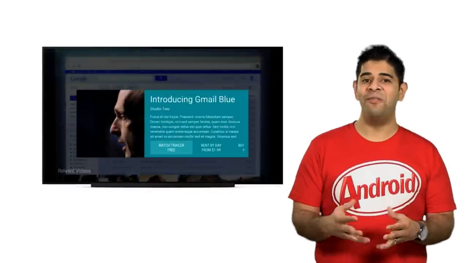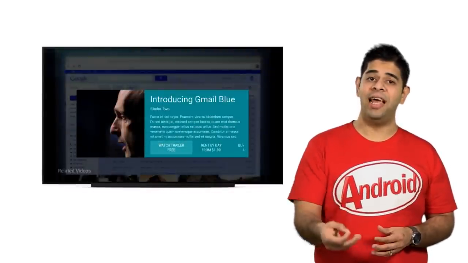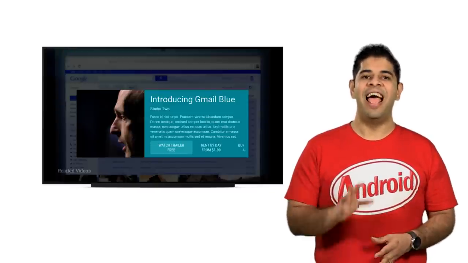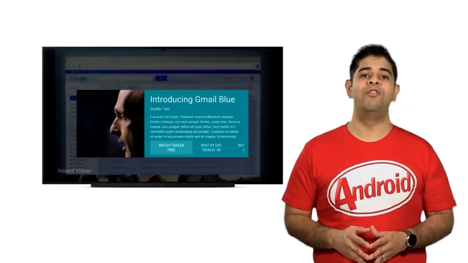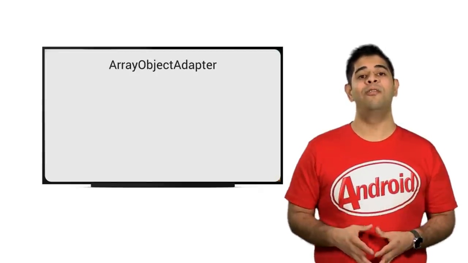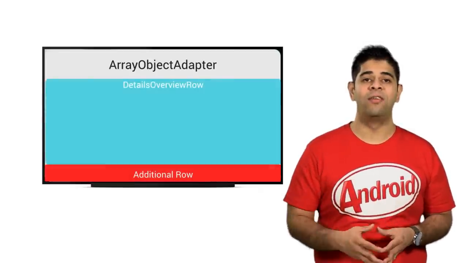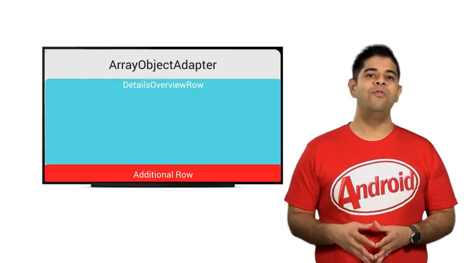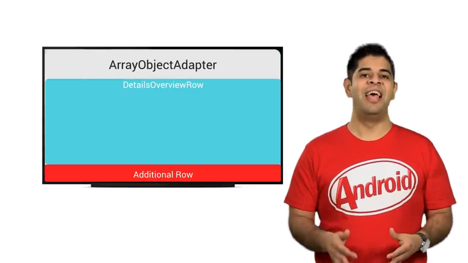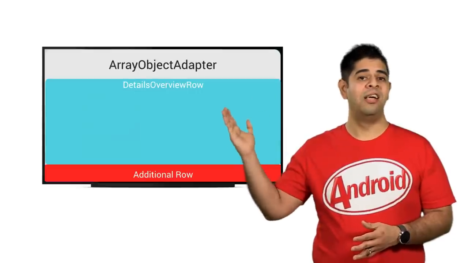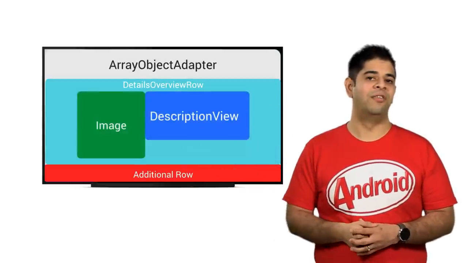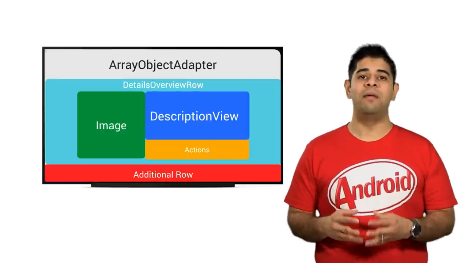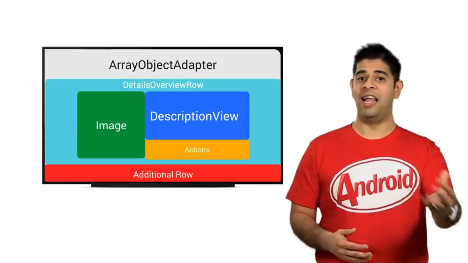The details fragment, also found in the support library, allows you to create a primary layout for displaying detailed information. And again, it does so with minimum effort on your part. Again, a single array object adapter is used to define a list of rows. The details overview row is the row which contains the specifics of a media item. In order to render the details overview object itself, you use the details overview row presenter. This row consists of an image, a description view, and a series of actions. You can easily preview an image or add actions to this object by calling the methods setImageBitmap or addAction.